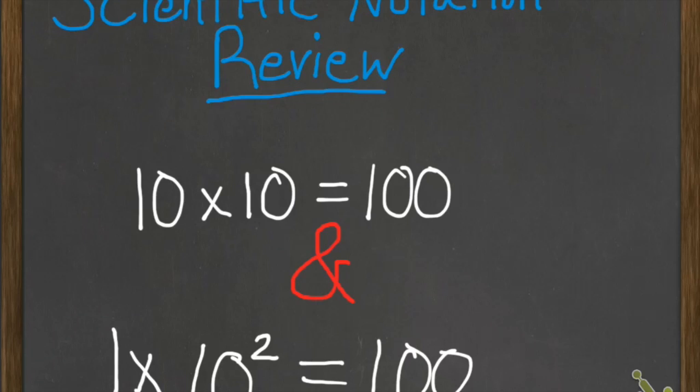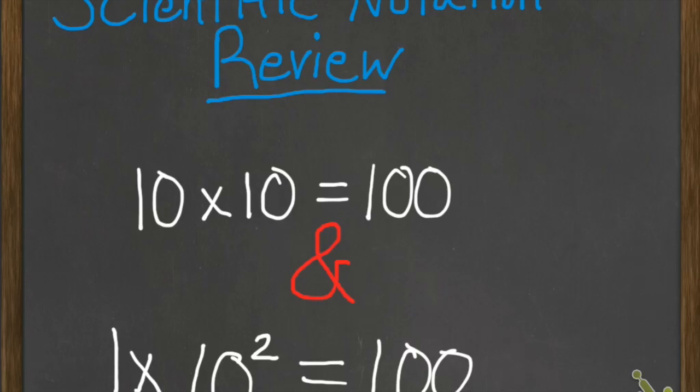So here we have a simple problem, 10 times 10. And we know that 10 times 10 equals 100. However, if we wanted to, we could represent 100, or 10 times 10, as 1 times 10 to the second power. So 10 times 10 equals 100, and 1 times 10 to the second equals 100. So that's an easy one, and you're probably thinking, well, why do I need to use that? That doesn't save me any time. It actually seems a little bit harder.